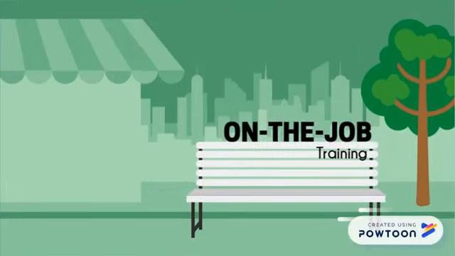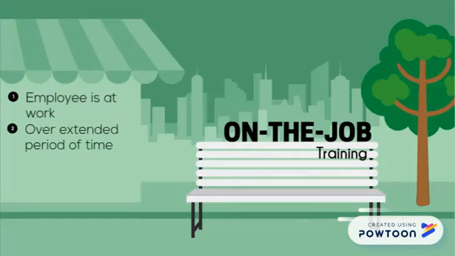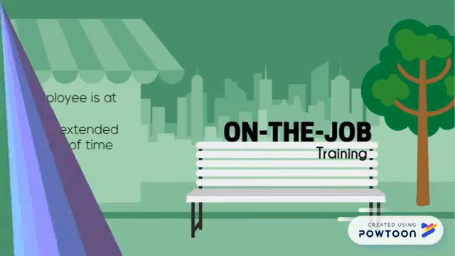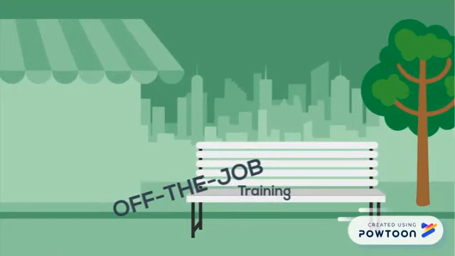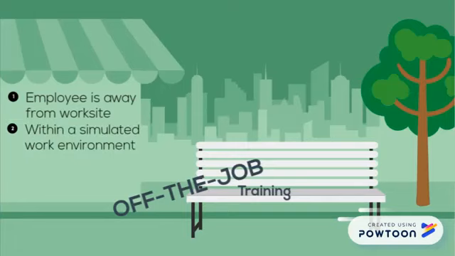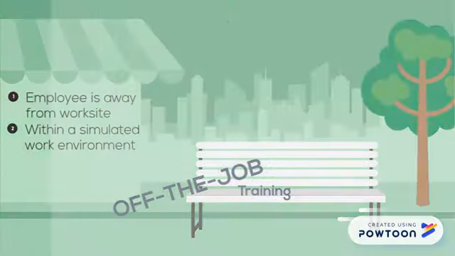On-the-job training, first, conducted when the employee is at work. Second, conducted over an extended period of time in a real job setting. Off-the-job training, first, takes place at a location away from the work site. Second, training conducted in a simulated work environment.